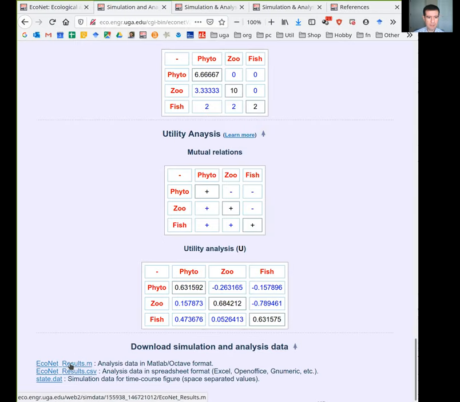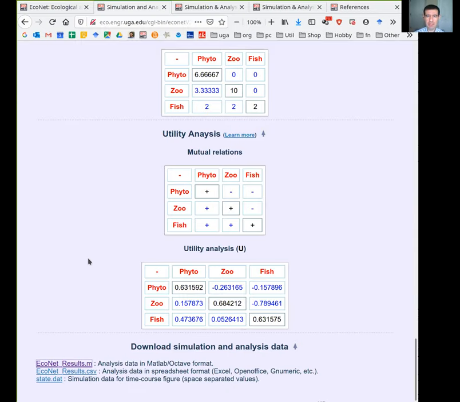And here you see the analysis data in MATLAB Octave format. So if you'd like to export all of this data into MATLAB, you can do so. If you click on this, it'll give you a text file again, but in MATLAB format. It also contains the model and all the matrices, the vectors, and the scalar outputs of this system. And it also contains a variable called NEA. If you take that and input it into the NEA.m MATLAB file that was written by Fath and Borrett in 2004, I think, right?